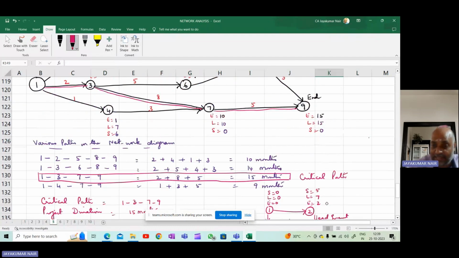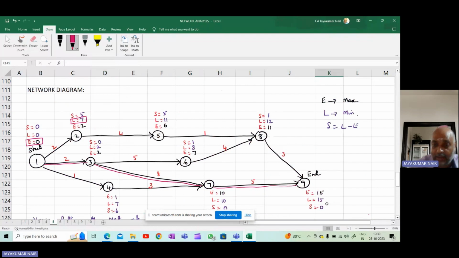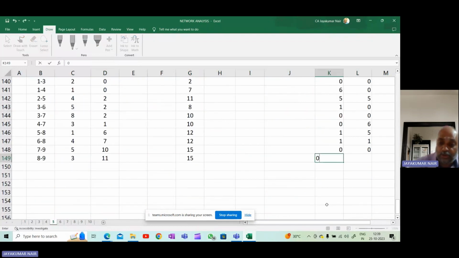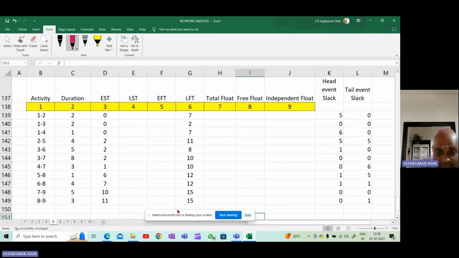Head event slack is 0, 0, 1, 0, and 1. So after you have filled in this table, with EST, early start time, and late finish time, what you have to do is this. Early start time is 0. You start your activity at the 0th time. Duration is 2 months. So early start, you are starting at this time. So early finish will be, how do you find this? It will be 0 plus the duration.